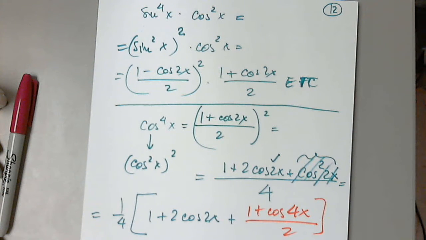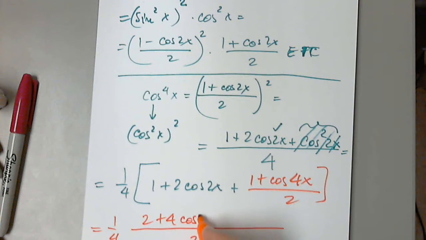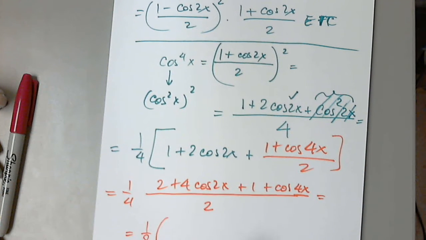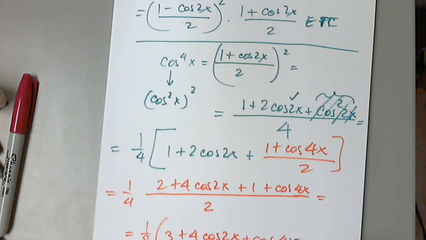And now we are kind of done. Kind of. I have to rearrange, I have to eliminate the denominator, I have to put 1/8 in front, and then simplify in parentheses a little bit. This is it. So this will be 1/4. The least common denominator is 2. So 2 plus 4 cosine twice x plus 1 plus cosine 4x. So this is 1/8 in parentheses: 3 plus 4 cosine twice x plus cosine 4x.